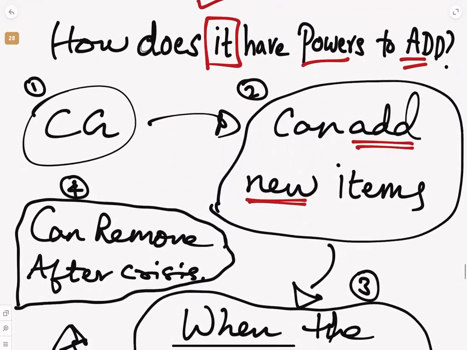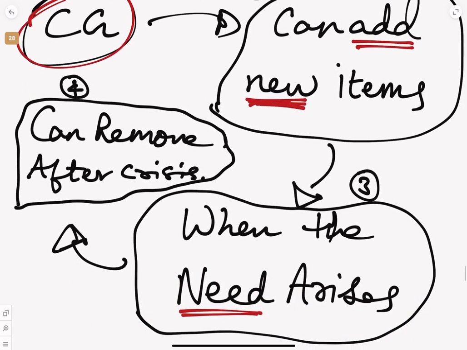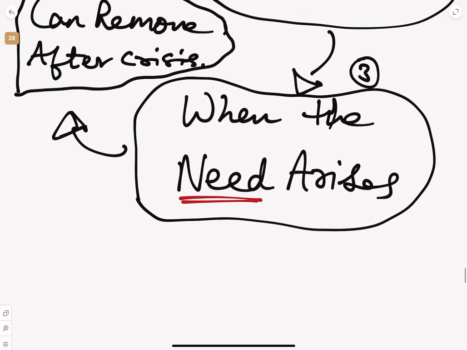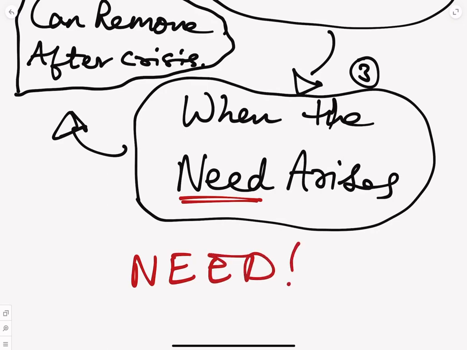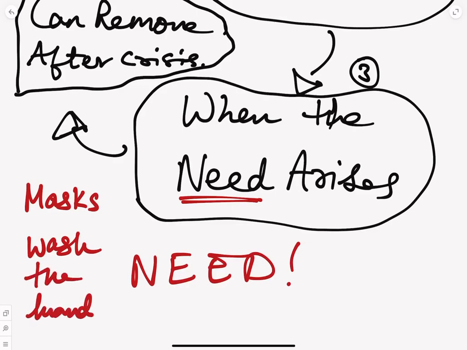So it is very simple. The central government under the act has the powers. They can add any new items to the schedule when the need arises. So the important word for us to know is need. And now there is definitely a need because everybody needs these basic things like masks, and to wash the hands you need the hand sanitizers, correct?